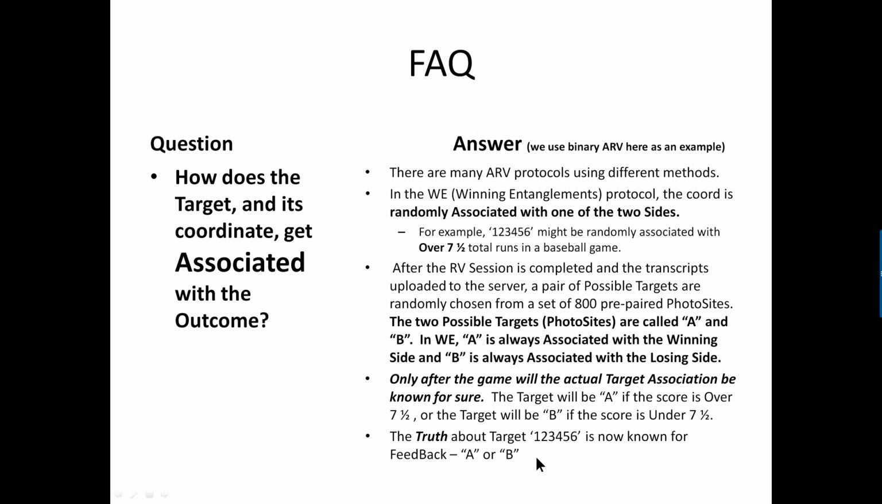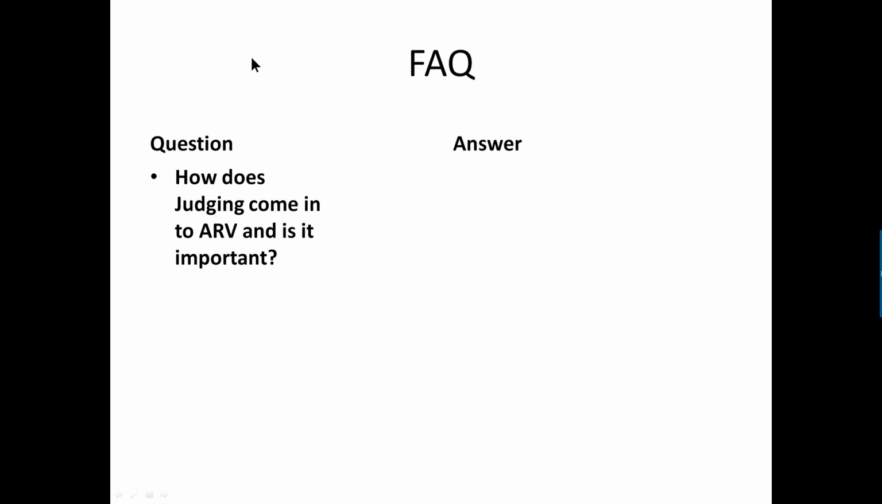The computer has, in other words, established it so that a judge, which is, of course, this next question, how does judging come into ARV, and is it important? You know, if all I want to do is describe and sketch my photo site, why does judging come in? Okay.